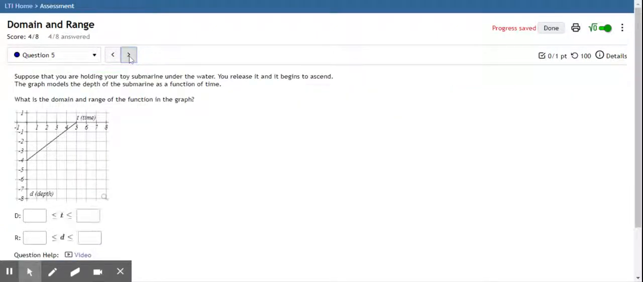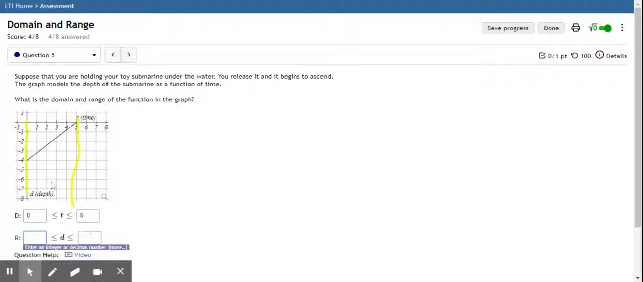Let's try another one. Suppose you're holding your toy submarine underwater. You release it and it begins to ascend. Ascend means to go up to the surface. The graph models the depth of the submarine as a function of time. What is the domain and range of the function in the graph? So the domain, again, is our left to right boundaries. So on the left side, it goes to 0, and on the right side, it goes to 5.